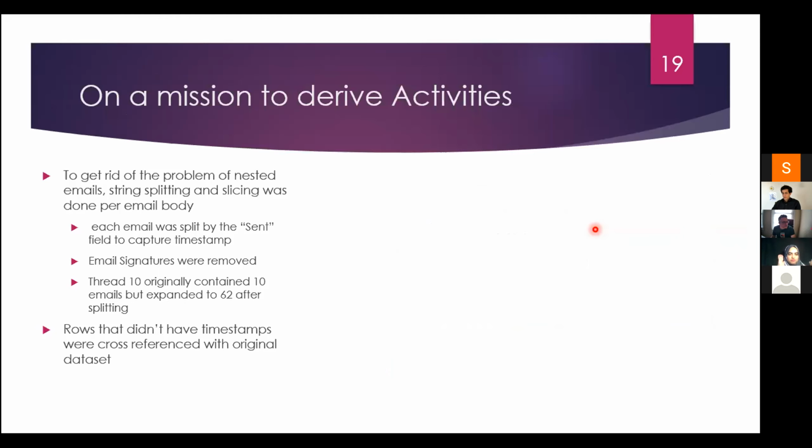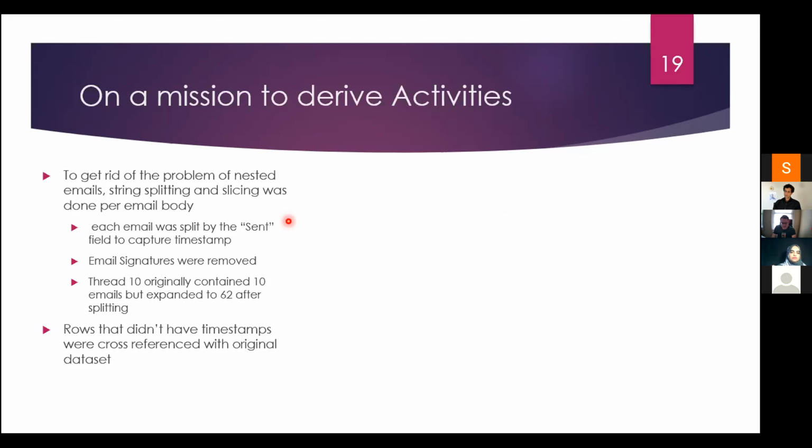But we still had to find a way to derive these activities. So on the mission to derive activities, we aimed to try something new. We tried to get rid of the problem of nested emails by splitting and slicing the string, and this was done per email body. Each email was split by the sent field, which is part of the email header, to capture the timestamp. Email signatures were removed, and we decided to subset on one part of the scheduling emails to test how accurate this new method was going to be. So for thread 10, we subsetted the data frame to only consider emails from thread 10.